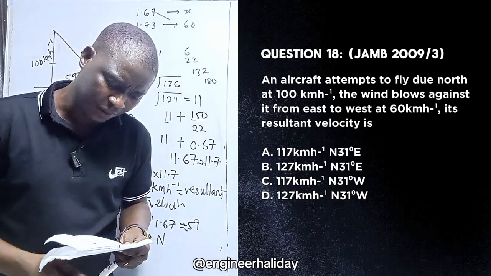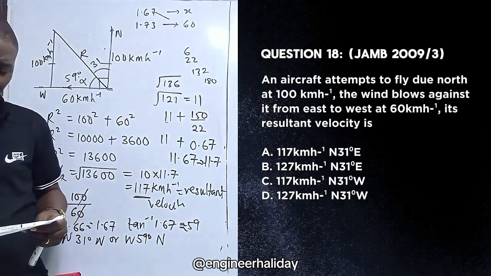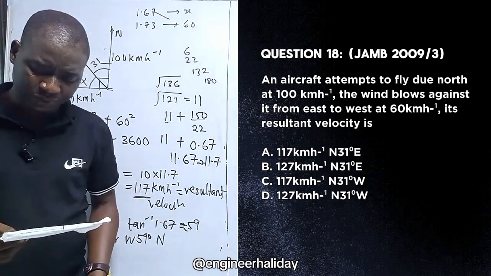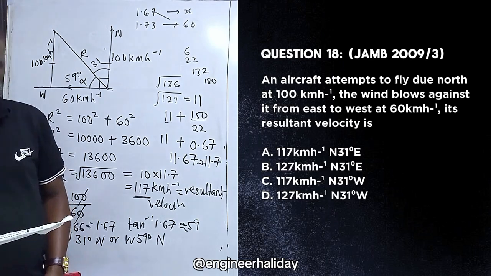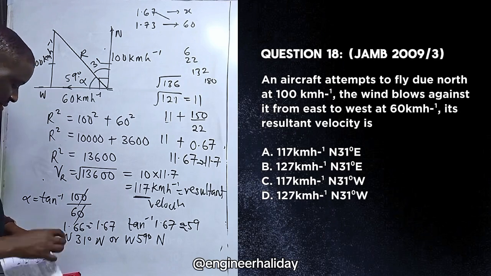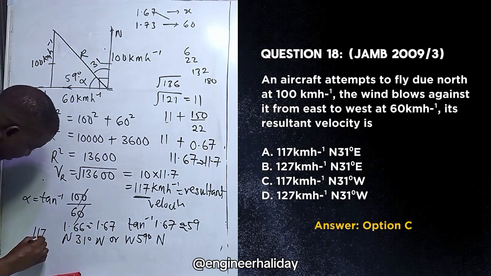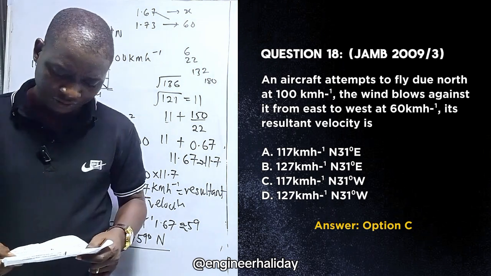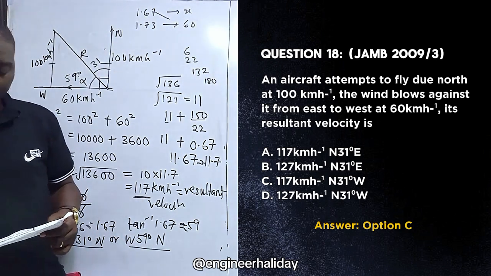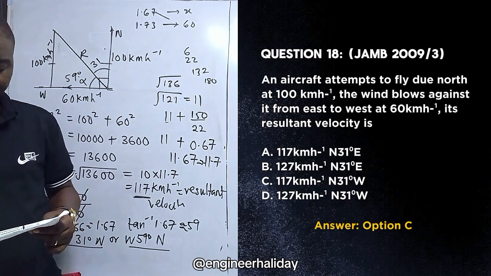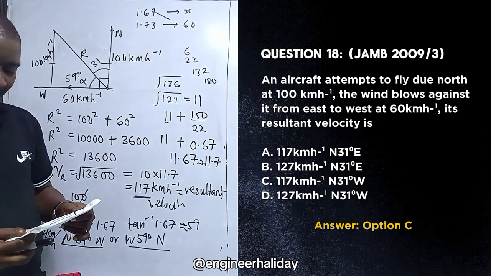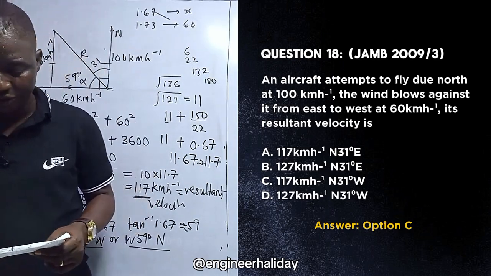So Australia is 117 kilometers per hour north, 31 degrees east, wrong. 127 kilometers per hour north, 31 degrees east, no. 117 kilometers per hour north, 31 degrees west, yes. So that means 117 kilometers per hour of any of this will be our answer. So that one is correct. It's correct. So the answer is C for that question. You cannot have north, 31 degrees west, 127 kilometers per hour. That is option D. Cannot be that one.